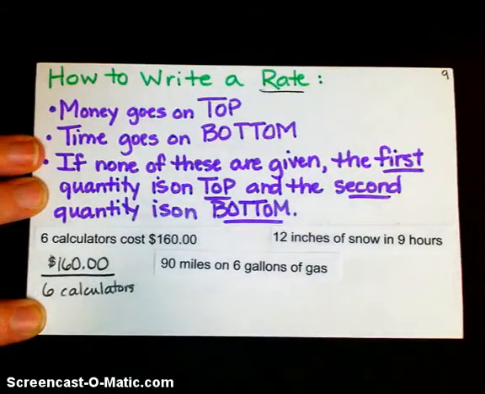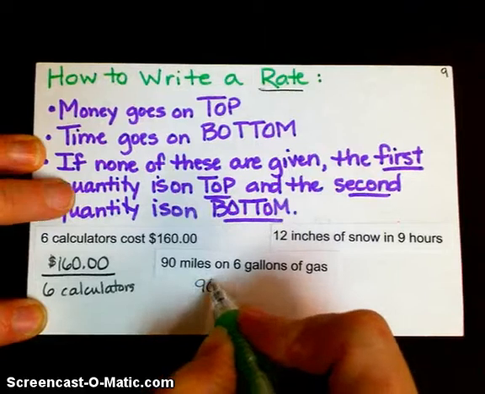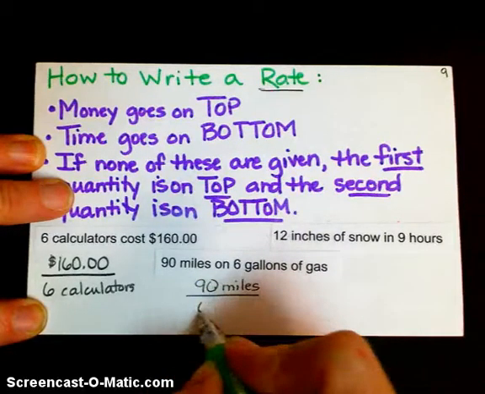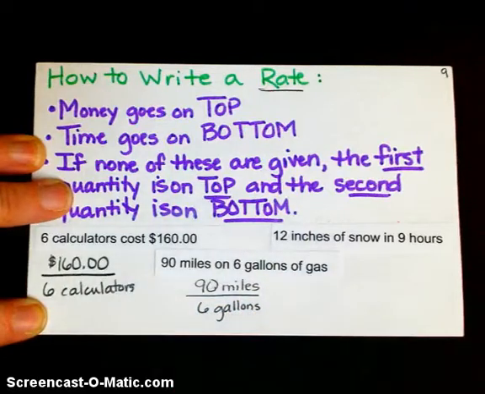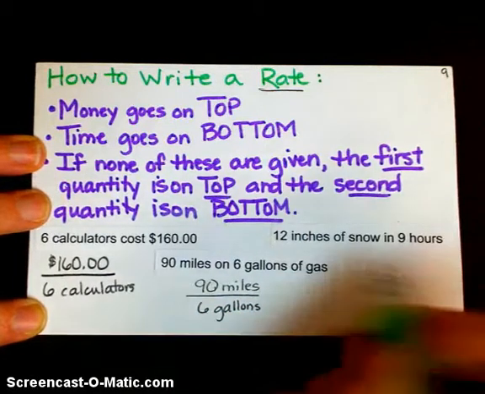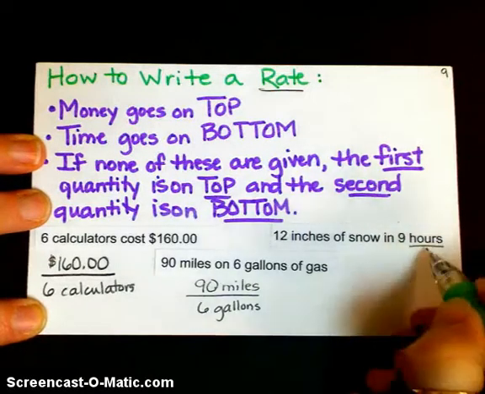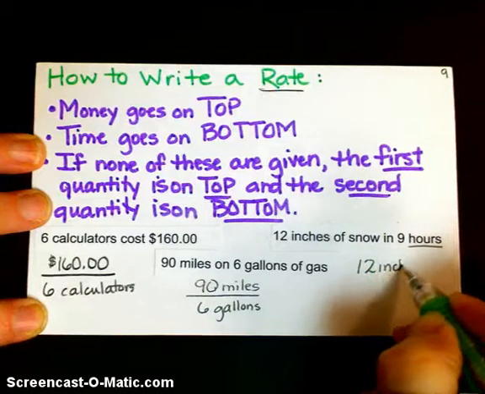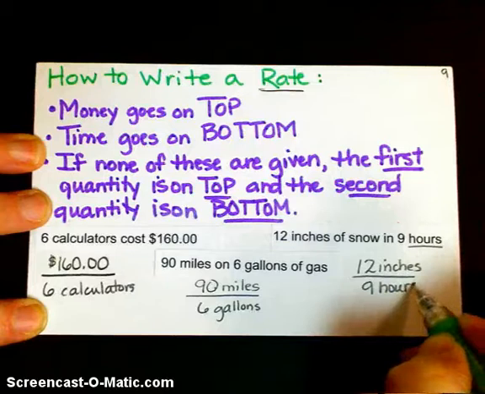Do we have time or money? Nope. So we have to write 90 miles on top and 6 gallons on bottom. Then last but not least, we do have time. We have hours. 12 inches of snow in 9 hours. So since time goes on bottom, we're going to put 12 inches on top and 9 hours on bottom.